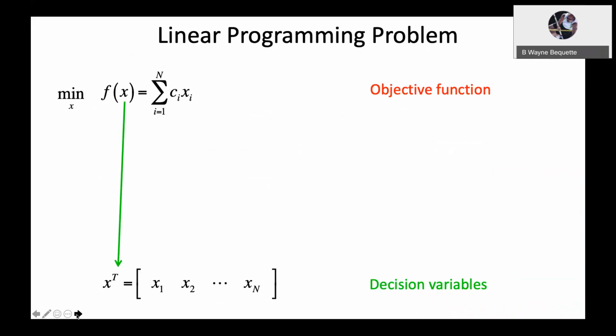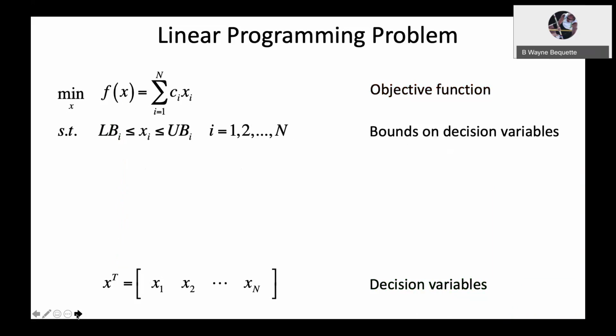So the general form of a linear programming problem is you have a linear objective function. Here we're showing that X is the set of decision variables. Those are the variables that are adjusted to solve the optimization problem. And so we're trying to minimize this objective function by adjusting the decision variables X. And you can see that it's linear in X because it's just the sum of coefficients C1 times X1 plus C2 times X2, et cetera, up to Cn times Xn.